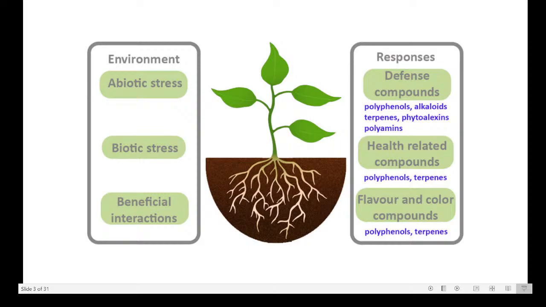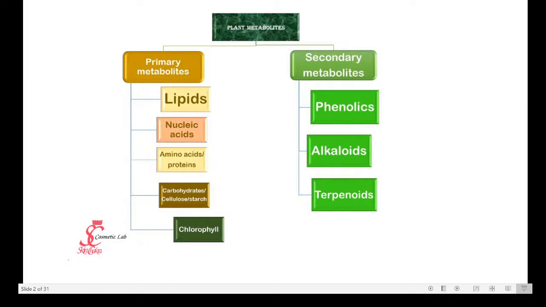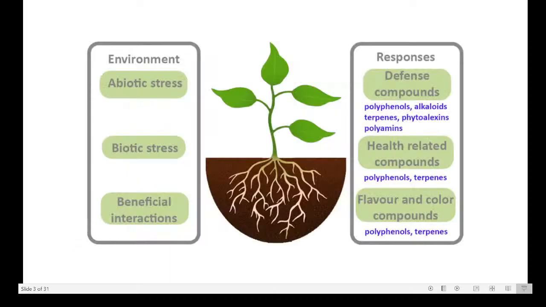The plants, like our human, like animals, have common primary metabolites: lipids, nucleic acids, amino acids, like that. Why are they producing the secondary metabolites? They produce the secondary metabolites for the environmental condition, to defend against the environmental condition, to adapt to the environmental condition.